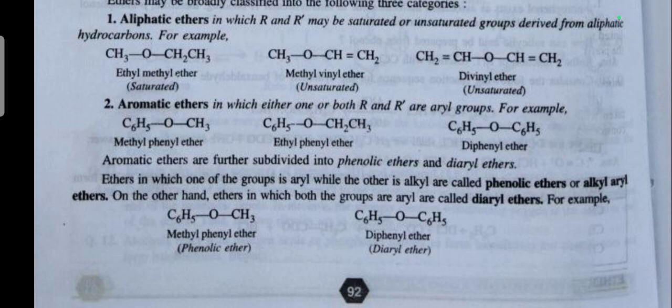Aromatic ethers are further subdivided into phenolic ethers and diaryl ethers. Ethers in which one of the groups is aryl while the other is alkyl are called phenolic ethers or alkyl aryl ethers. On the other hand, ethers in which both the groups are aryl are called diaryl ethers. For example, methyl phenyl ether is a phenolic ether, and diphenyl ether is an example of diaryl ether.